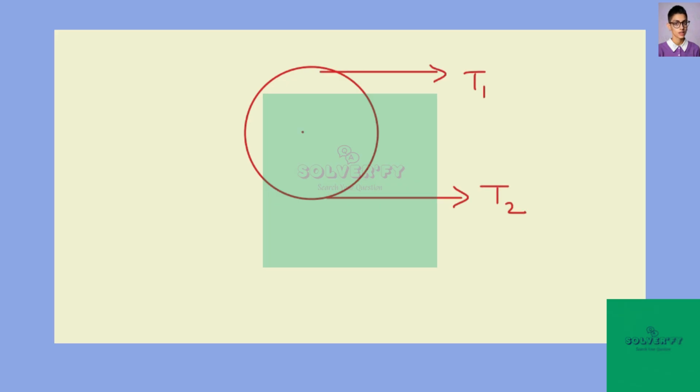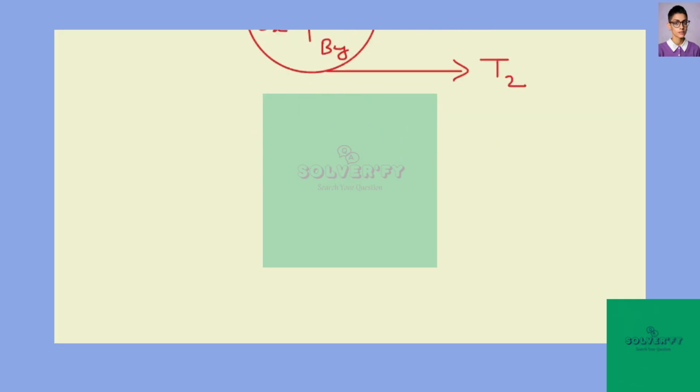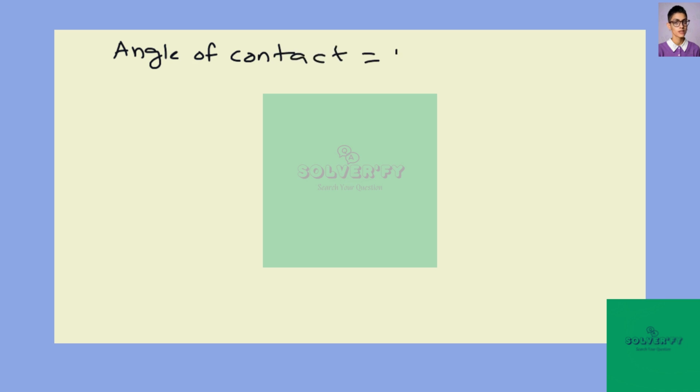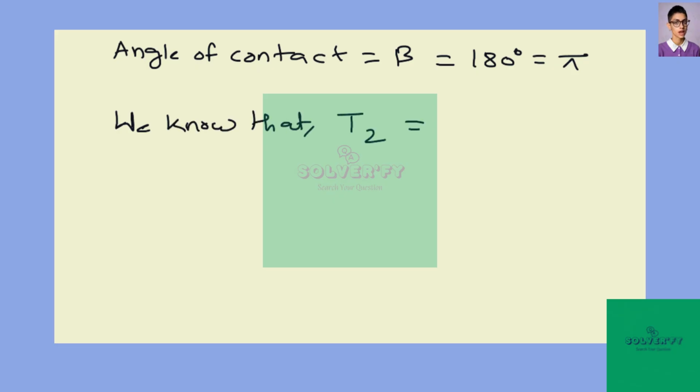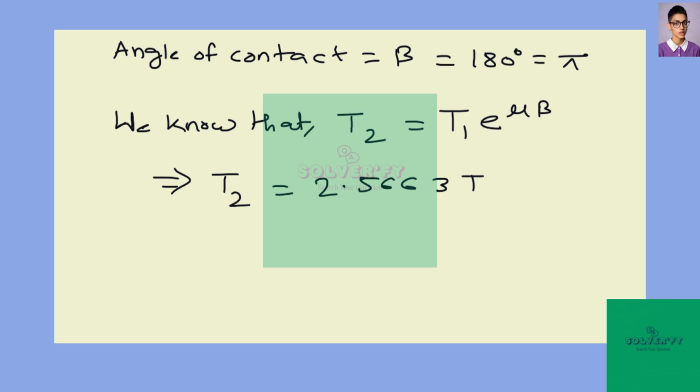Here it is T1, here it is T2, and this is point B. Here it is By, here it is Bx. Now it is given that it is 20 mm. Now going further, angle of contact beta is equal to 180 degrees, equal to pi. We know that T2 is equal to T1 e to the power mu beta. So T2 is equal to 2.5663 T1. That is our equation 1.